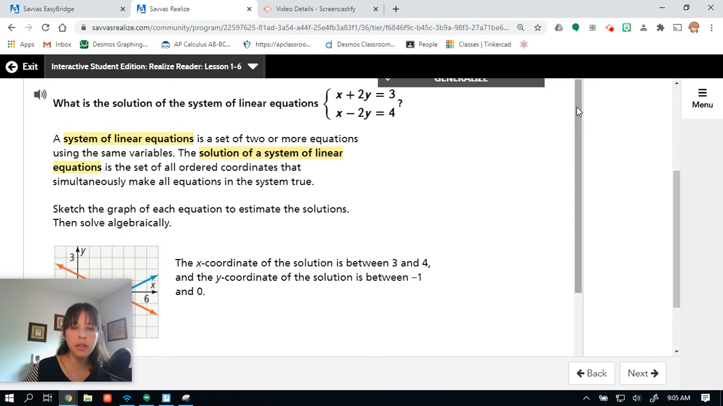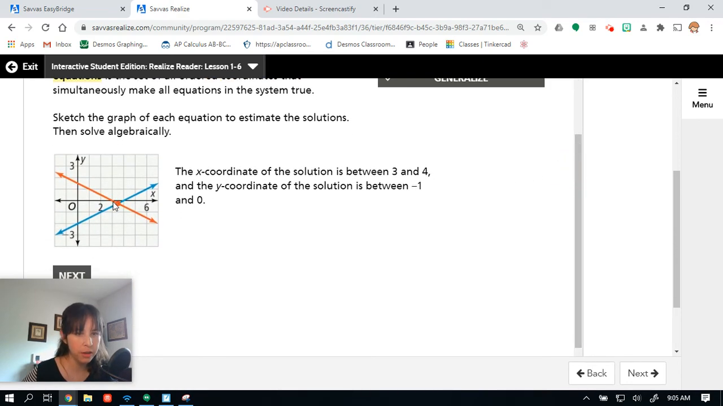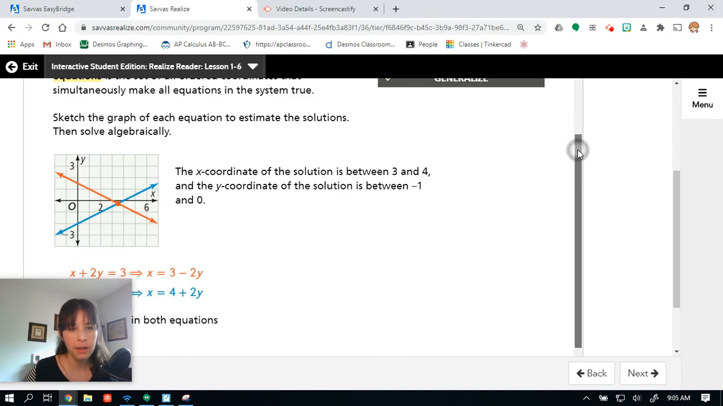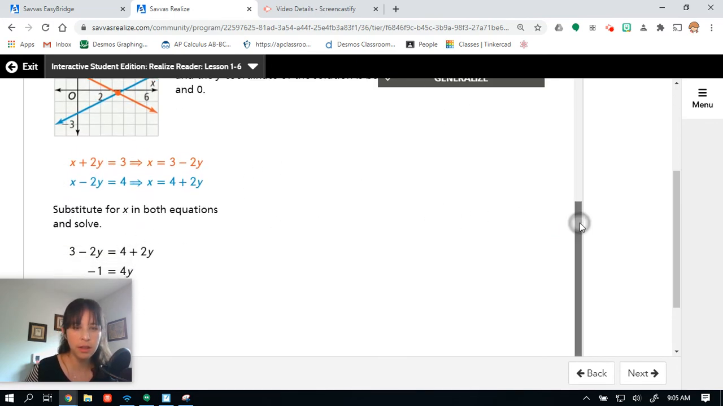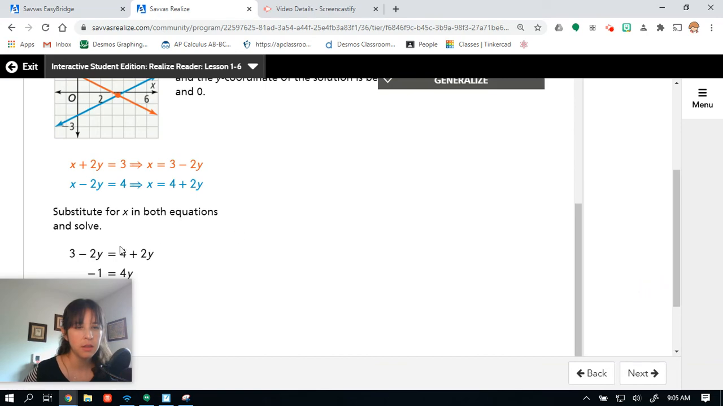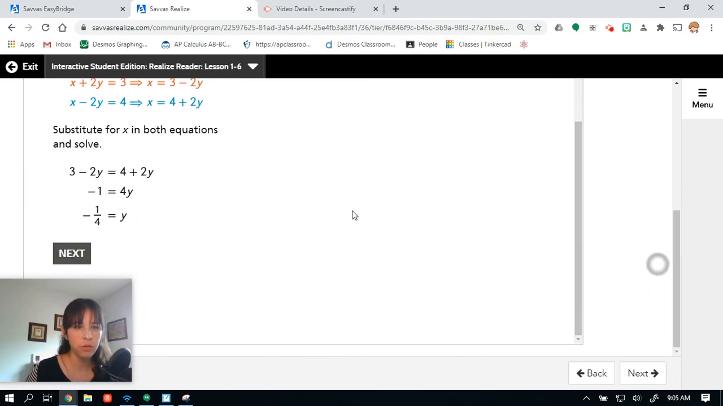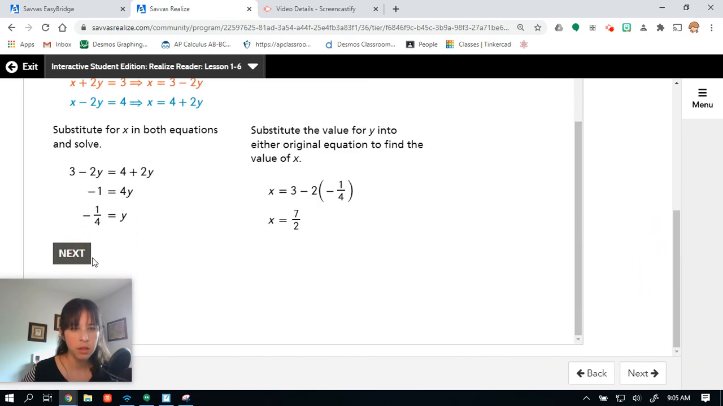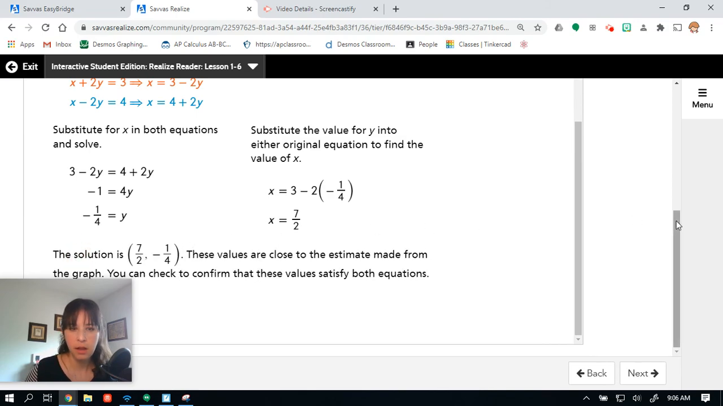All right, so when we look at the graph, we're looking at this graph, and it does not intersect at a nice grid point. So we did the algebraic method for it. And this one just goes through how they did it. This is how I did it. And they found that y equals negative 1/4. They used substitution. And they got the solution as 7/2 and negative 1/4.